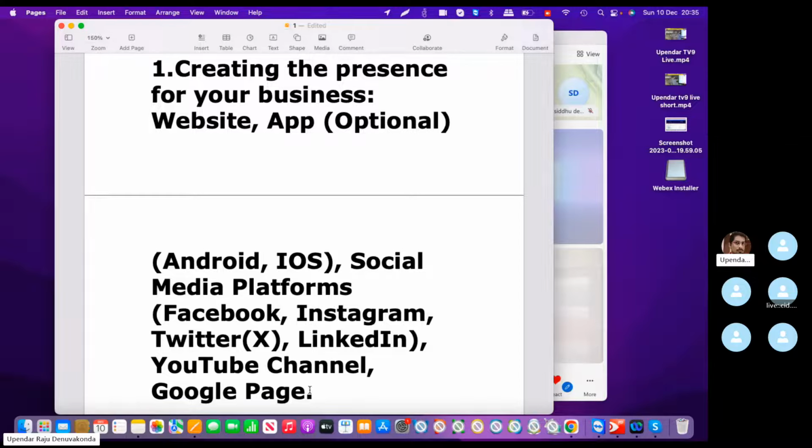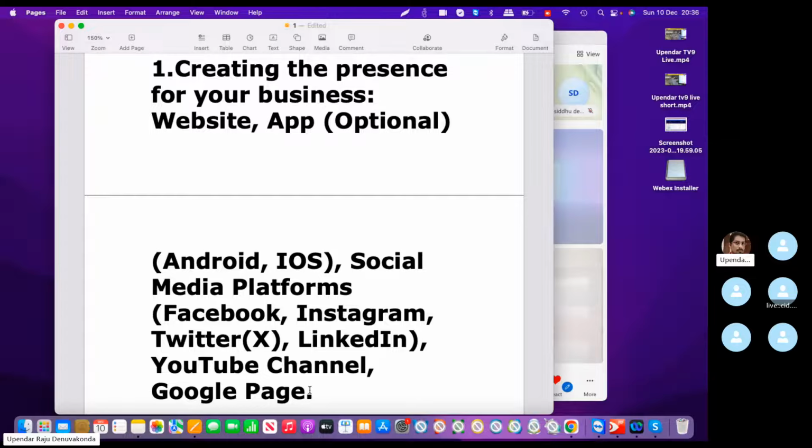So what do you have to create? You have to create a website first. Maybe for the website you need the help of a developer, but going forward you will even learn how to develop your own website for your business without any coding knowledge.